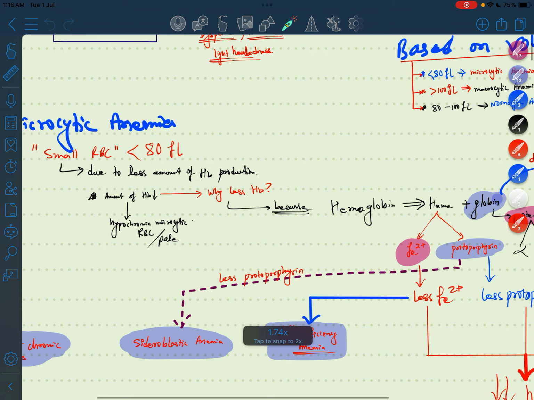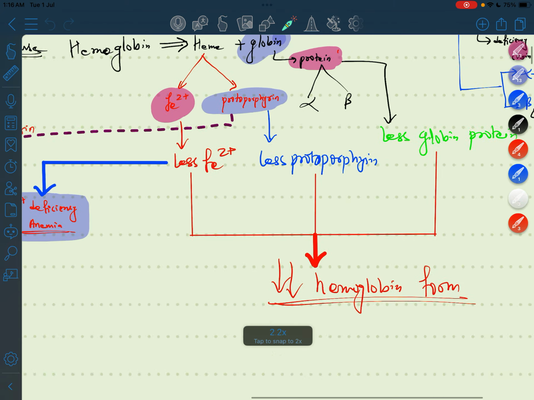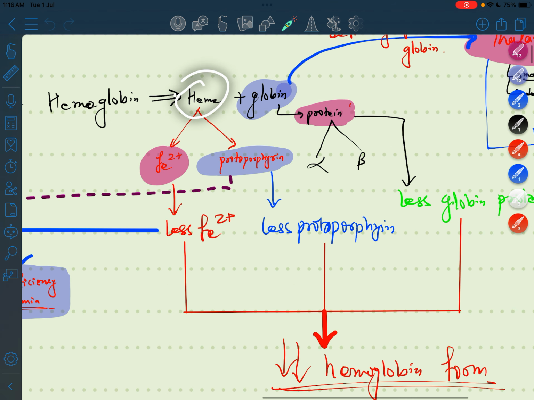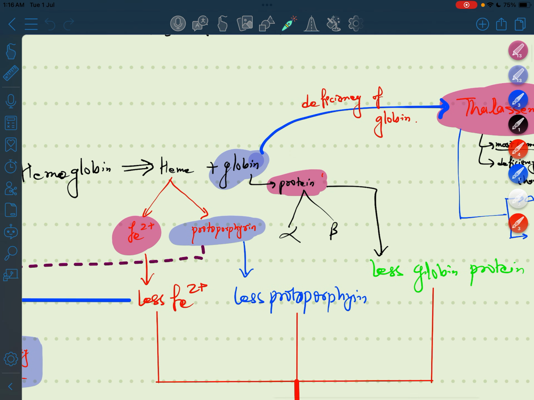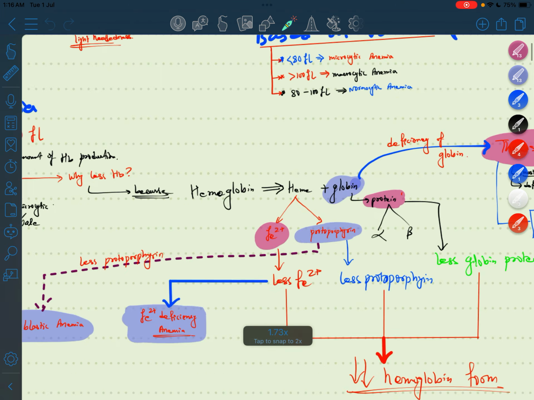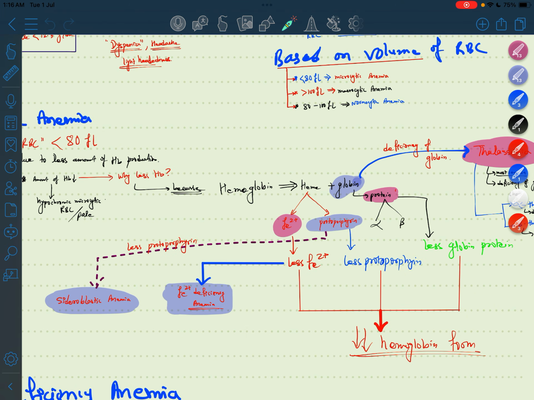Now the classification of anemia. Hemoglobin is a compound composed of heme and globin. The heme is formed from iron and porphyrin, but globin is the protein, alpha and beta chains. If there is a deficiency of the globin alpha or beta chain, it is known as alpha thalassemia or beta thalassemia. Thalassemia is the most common deficiency of the globin chain.